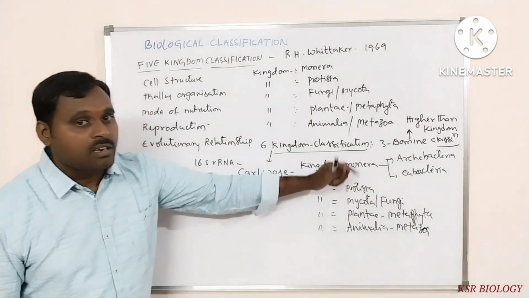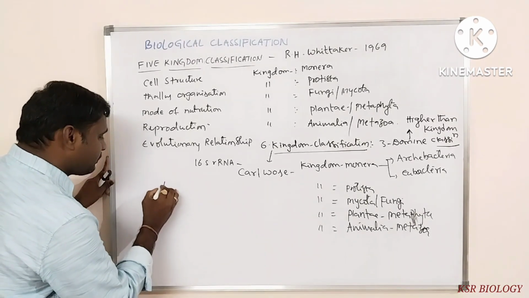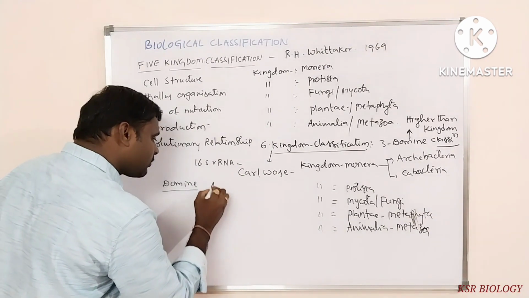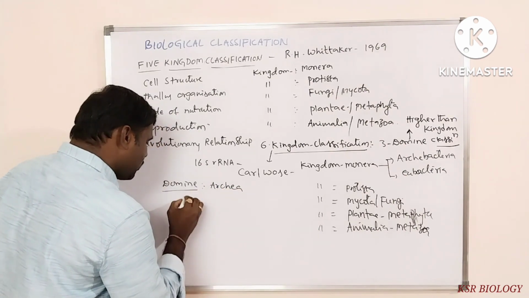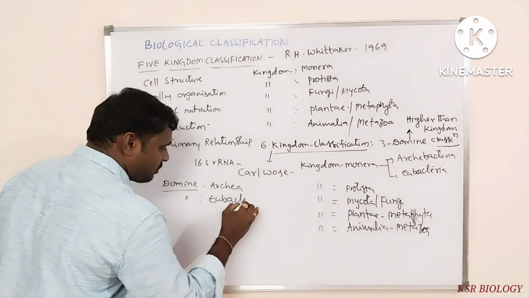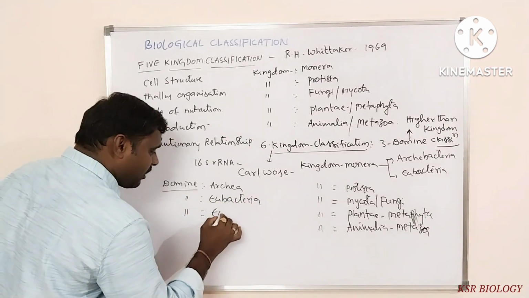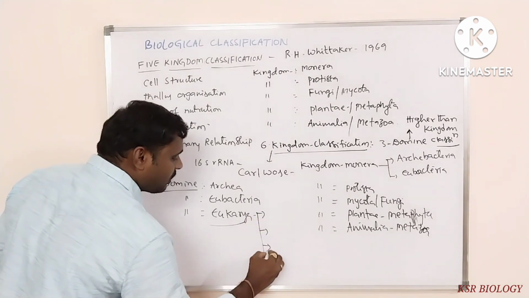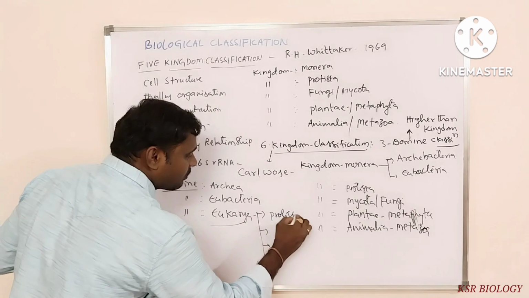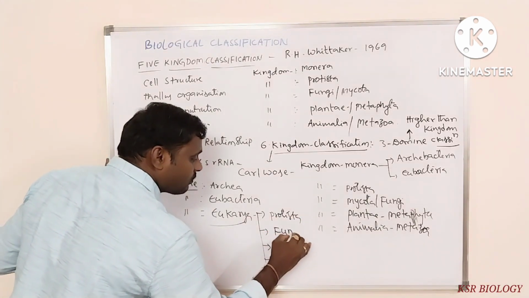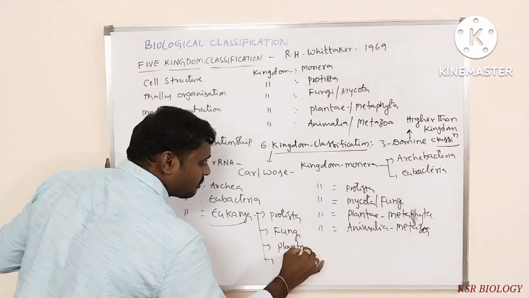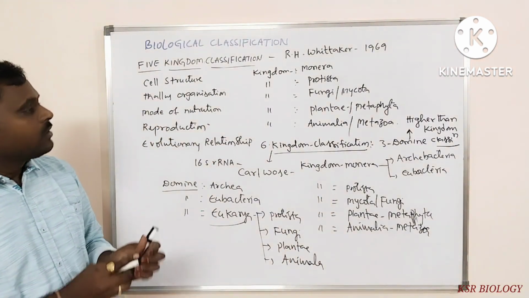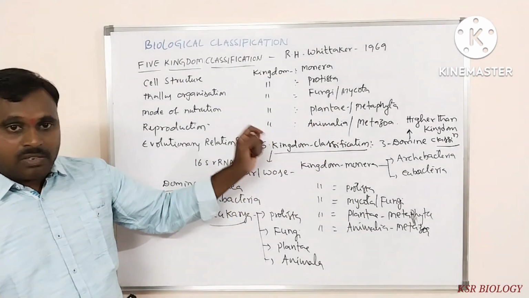But this is also called the three domain classification. What are the three domains? Domain Archaea, domain Eubacteria, and the domain Eukarya. Eukarya means true nucleus. It has the kingdoms Protista, Fungi, Plantae, and Animalia. So I hope you are clear. These are the six kingdom classification. Now the comparative study of the five kingdom classification we will discuss in the next class.